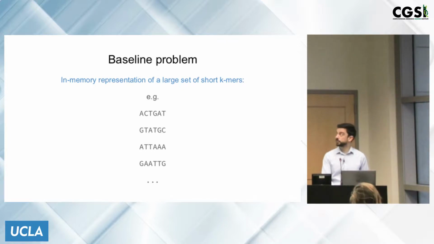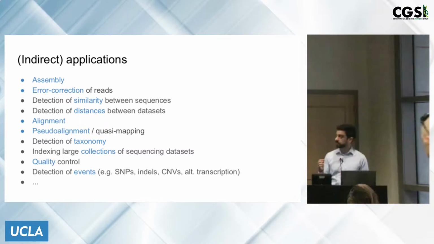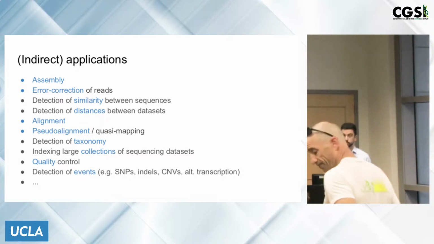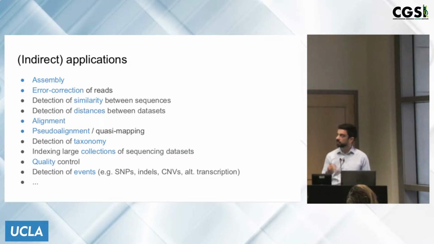So this problem doesn't look like much, but there are a lot of, let's say, indirect applications. The first one was typically genome assembly, where k-mers were first used in the 90s. And then there were a few more applications that came because people found that k-mers were actually interesting for many other things, such as error correction of reads, detection of similarity between either reads, or genomes, or whole data sets. Minimizers come into this section, detection of distances between data sets, alignment.